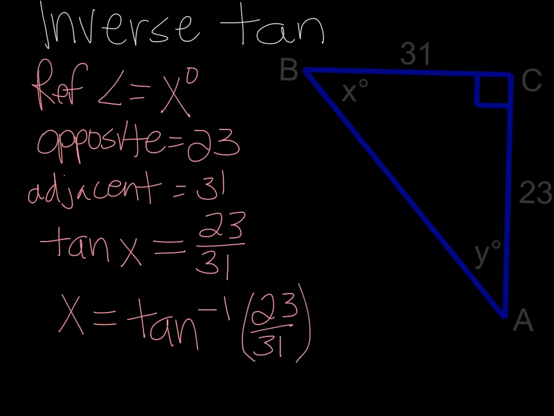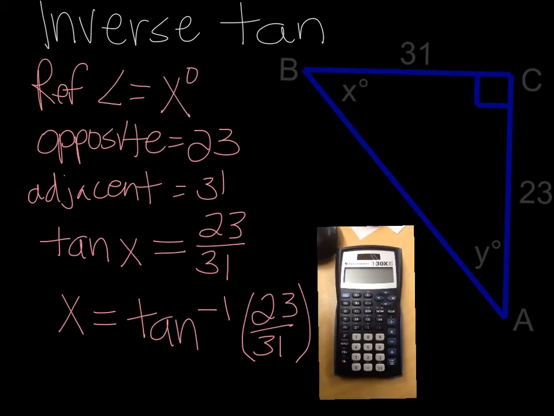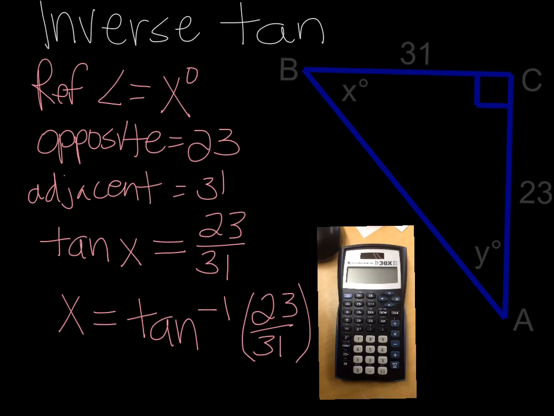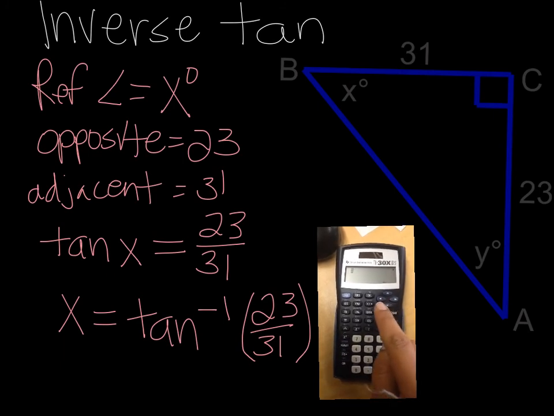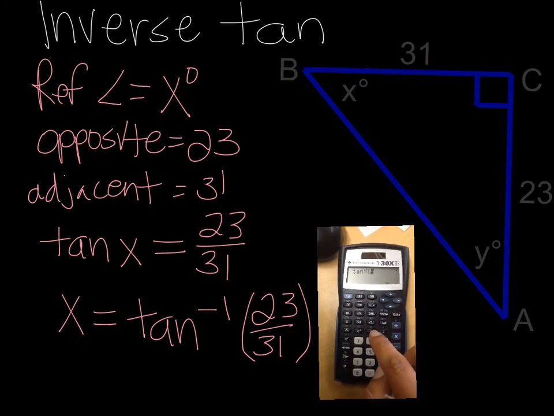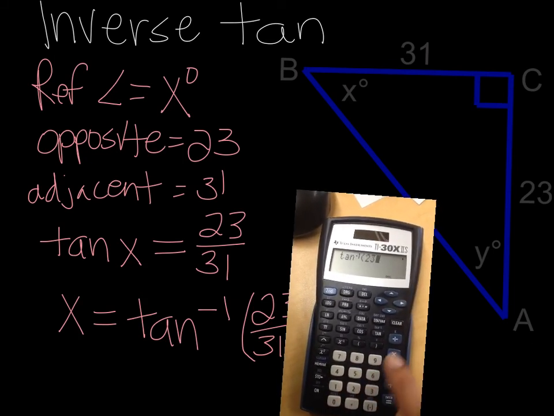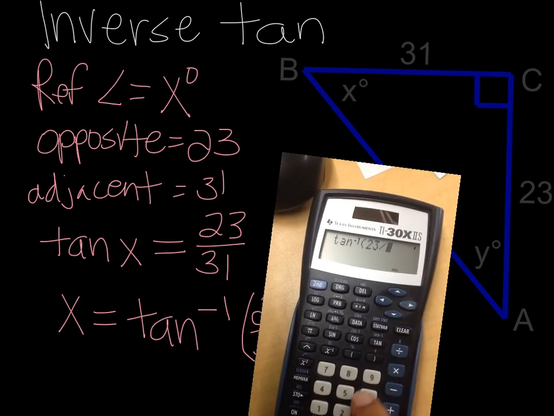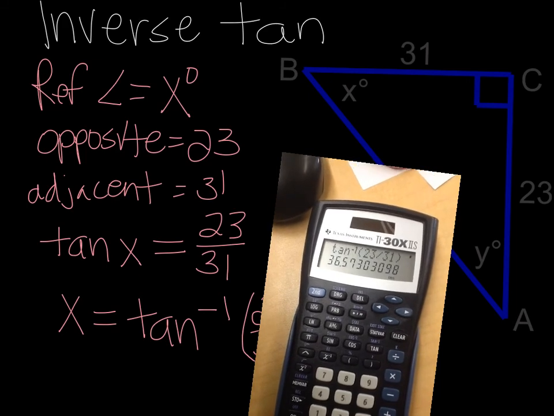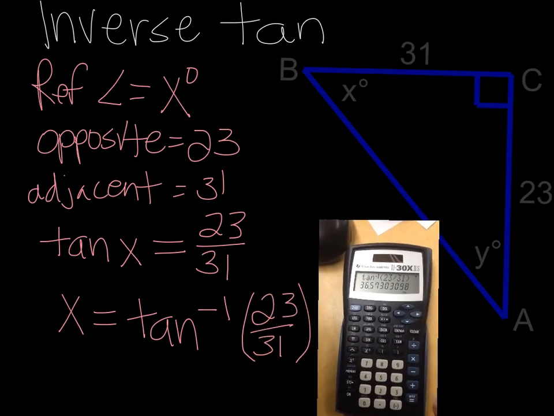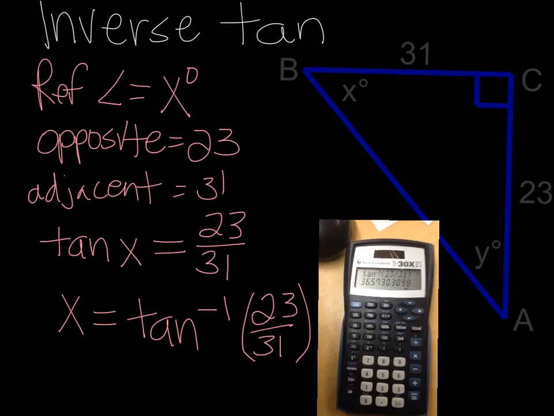Please watch the video in order to see how to input this into the calculator correctly. For this example, we're finding the angle, so we have x equals the inverse tangent of 23 divided by 31. To plug that in, first turn it on. We hit second tangent to get the inverse, with the negative 1 at the top. 23 divided by 31. Close your parentheses. Enter. We see here 36.57. We'll round that to 36.6.